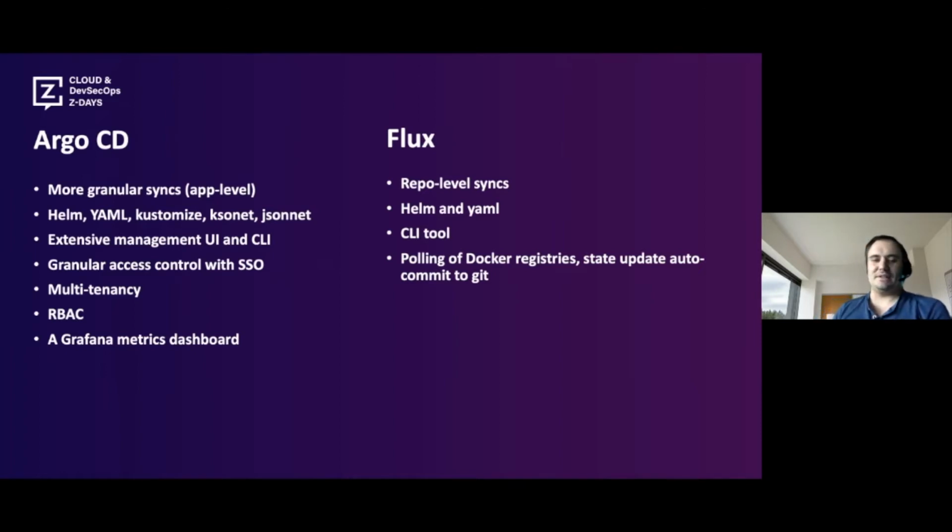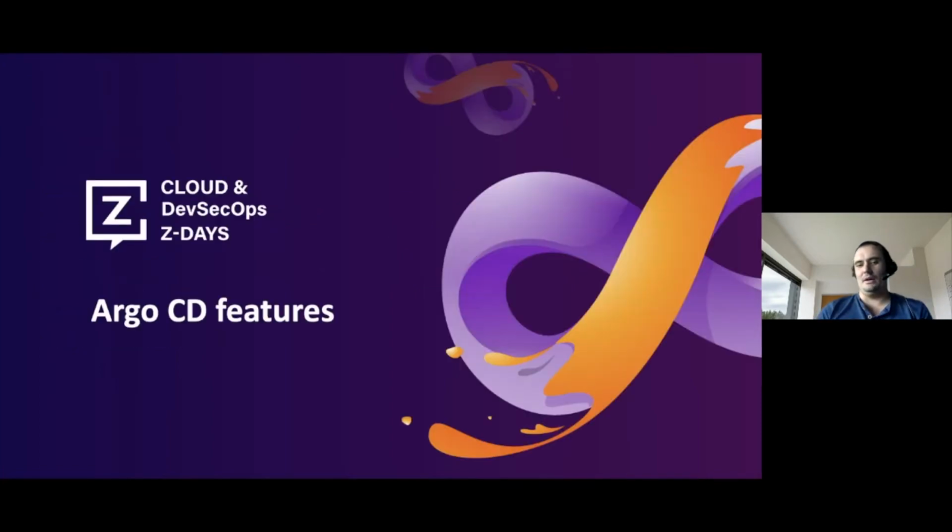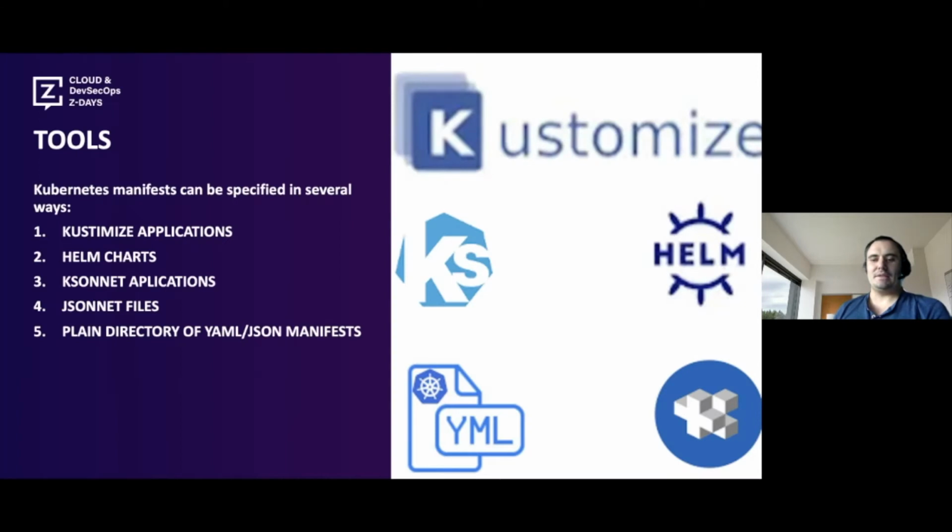And maybe the last benefit is the metrics. I like to monitor our tools and our Kubernetes cluster, and Argo CD also has dashboards and metrics for your Prometheus, and you can use Grafana to look at what happens in your tool. As a result, I chose Argo CD. Let's look deeper at the features of Argo CD. As I already said, it supports a range of tools that can be used to specify your Kubernetes manifests.